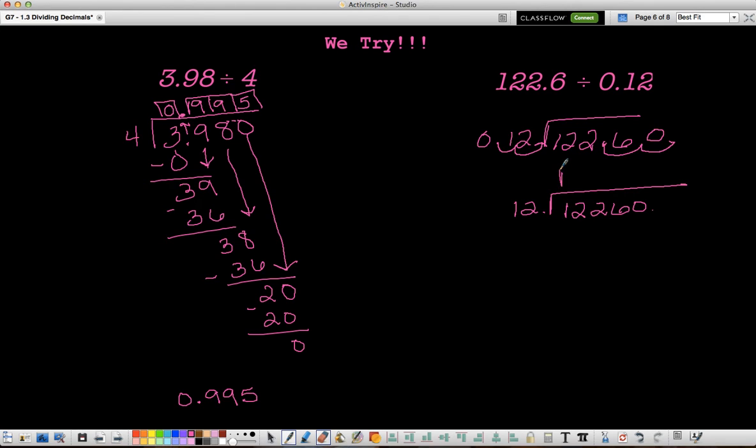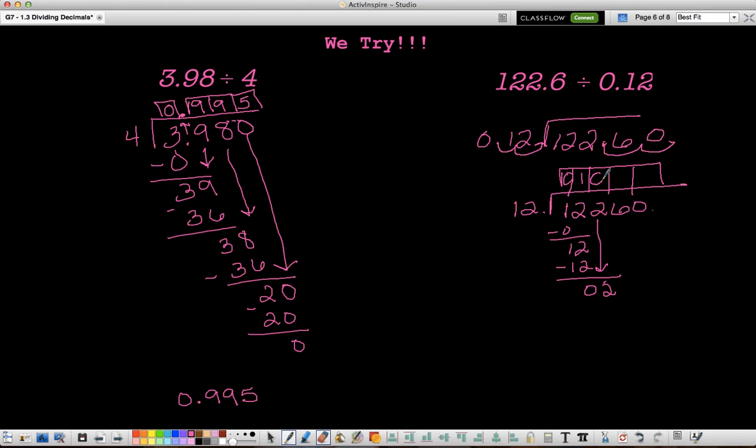So let's put up all of our seats. So 0, 6, 2, 2, and 1. 12 goes into 1 0 times. 12 goes into 12 once. Now I bring down the 2. Well, 12 goes into 2 0 times.